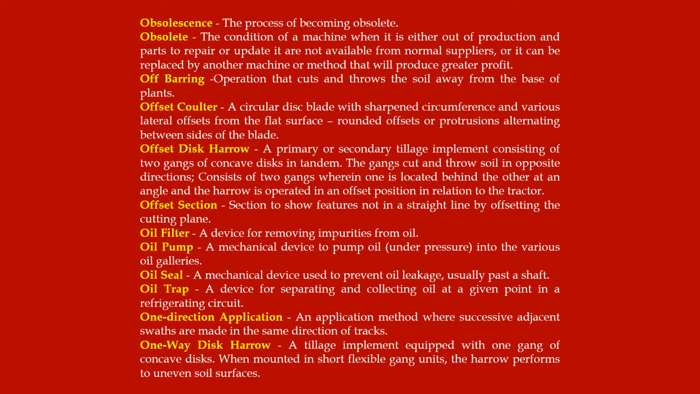Offset disc harrow. A primary or secondary tillage implement consisting of two gangs of concave discs in tandem. The gangs cut and throw soil in opposite directions. Consists of two gangs wherein one is located behind the other at an angle and the harrow is operated in an offset position in relation to the tractor. Offset section. Section to show features not in a straight line by offsetting the cutting plane.